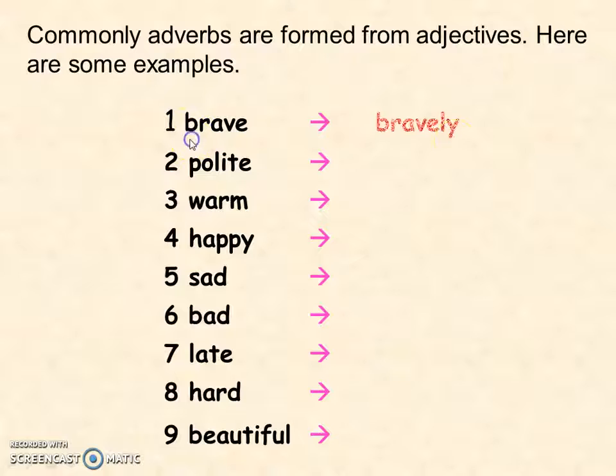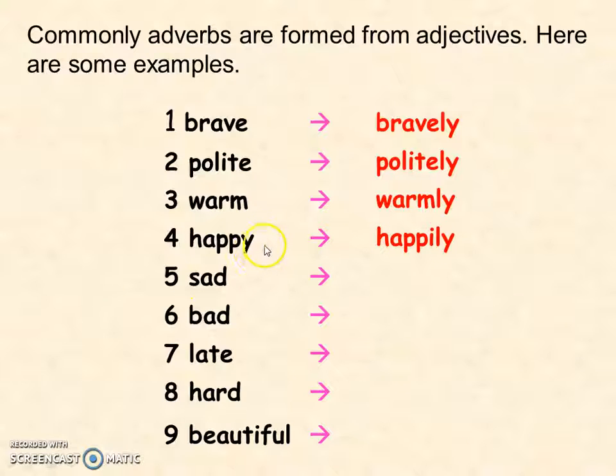Okay, let's do them together. Number 1, brave becomes bravely, just add ly. Polite becomes politely, just add ly. Warm becomes warmly, just add ly. Now for happy, do you remember what you need to do? If you remember, you need to take off the y, because it ends with a y, and then add ily. Next one, sad becomes sadly, just add ly. Bad becomes badly, just add ly.